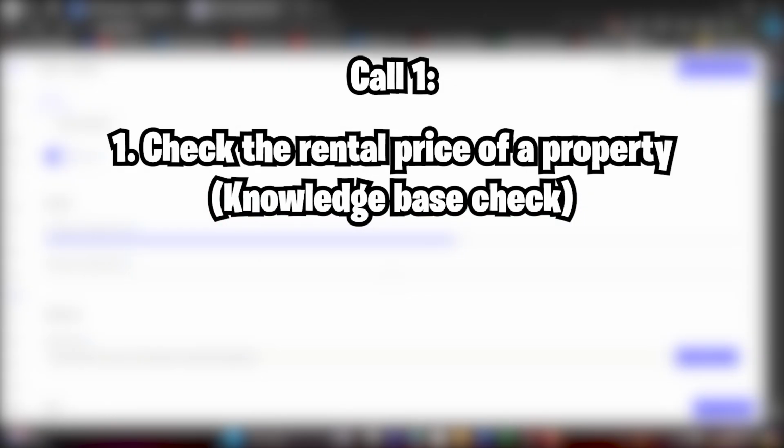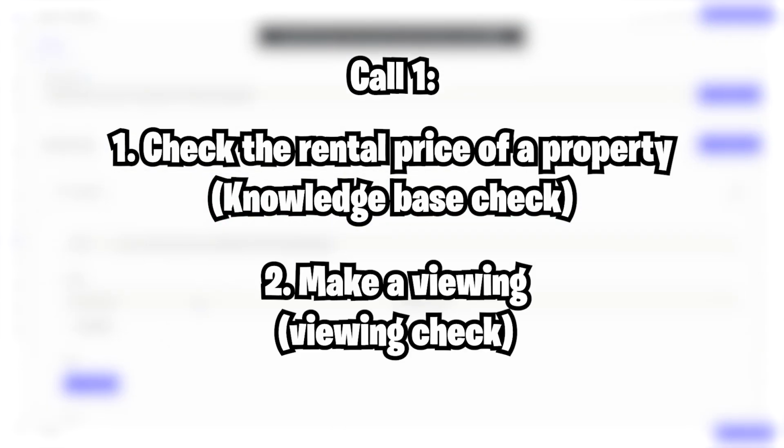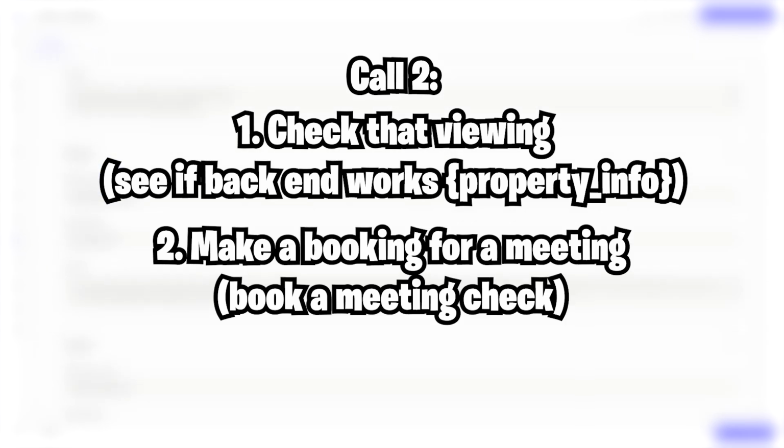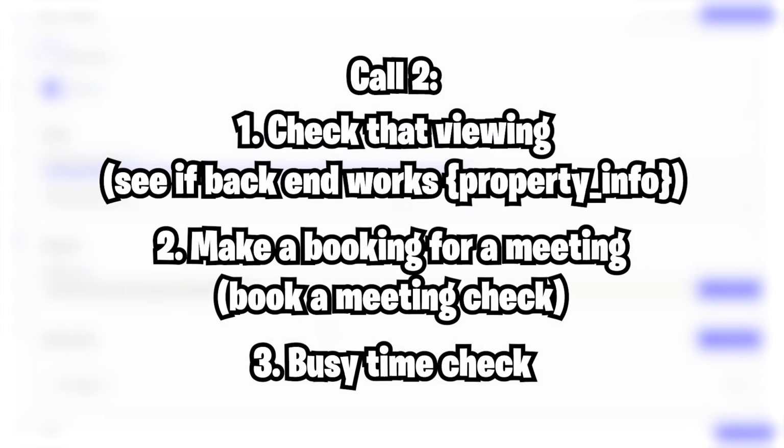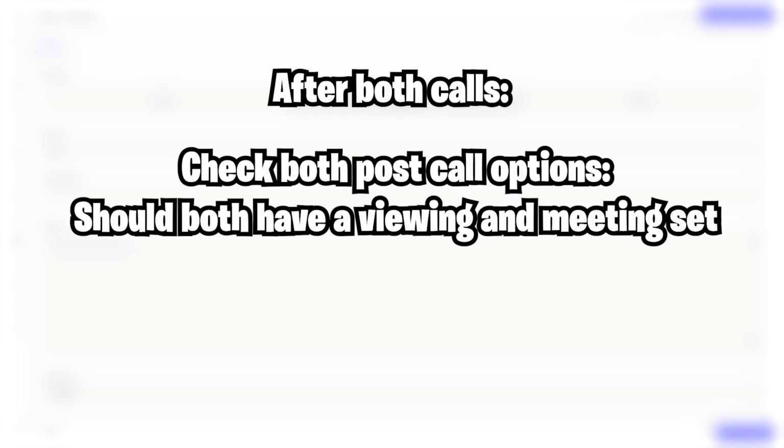But now let's take a look at our masterpiece and check if it serves its purpose. We will have two calls. The first will be to check the rental price of a property, and then make a booking for a viewing for it. The next one will be to check that viewing, see if it's there, make a booking for a meeting at a busy time in the calendar, and see if it catches it. Then we're going to reschedule it for a not busy time, and then finally check both post call options for both calls together. See if they both send the email and make both calendar events. That way we check if all our moving parts work. All right, let's check them out.